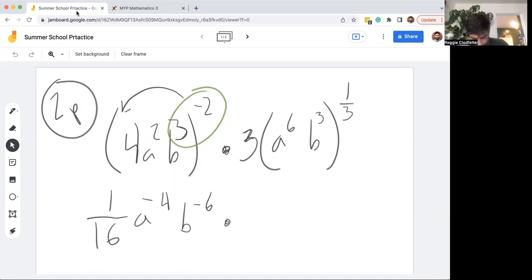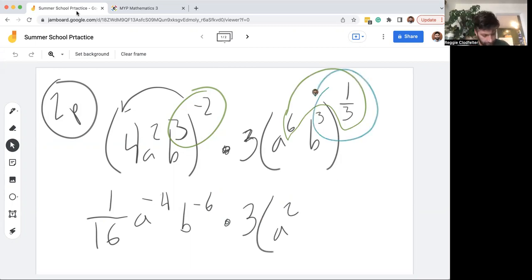So I'm going to start with the power of a power rule. I'm going to have a to the 6th to the 1/3. I need to multiply those, and 6 times 1/3 is 2. So I actually have a squared. And then on the other side, I have b to the 3rd to the 1/3. So I do 3 times 1/3, which is actually just 1. So I have a squared b. So 3 times a squared b.